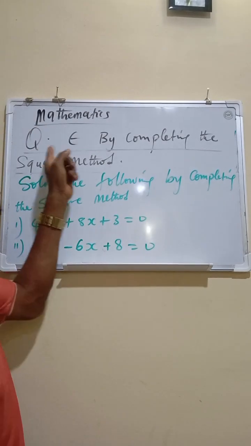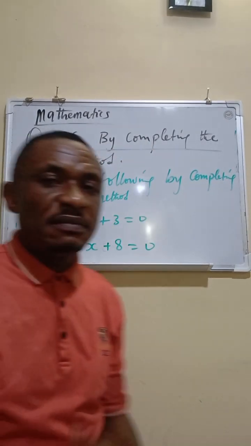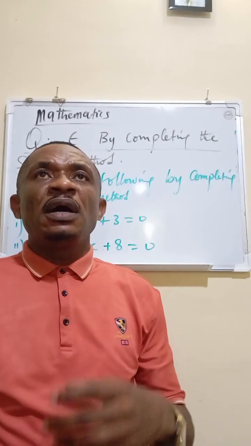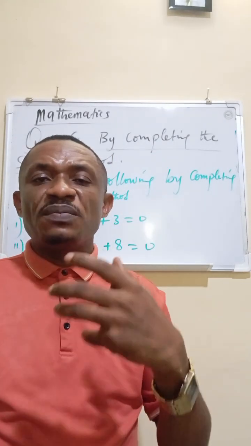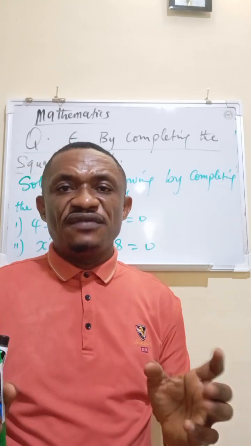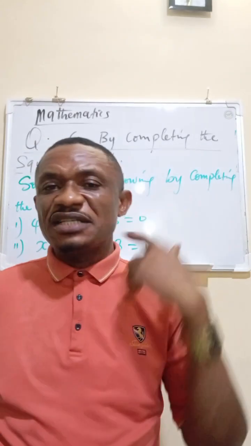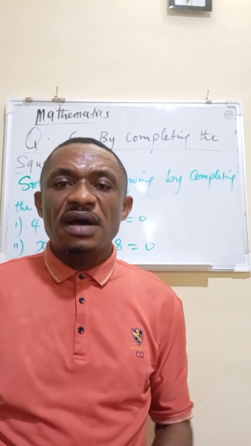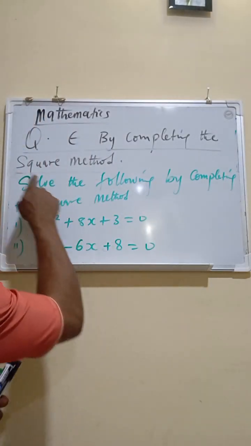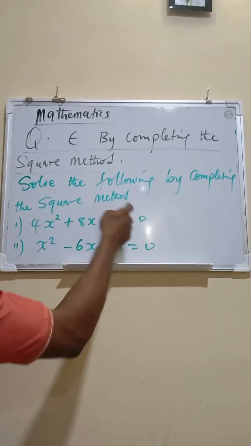Solving a quadratic equation by the completing the square method. In my last video, I explained how to use the completing the square method to solve quadratic equations. Now I want to give an example of how to apply what I explained earlier. Here it says: solve the following by completing the square method.